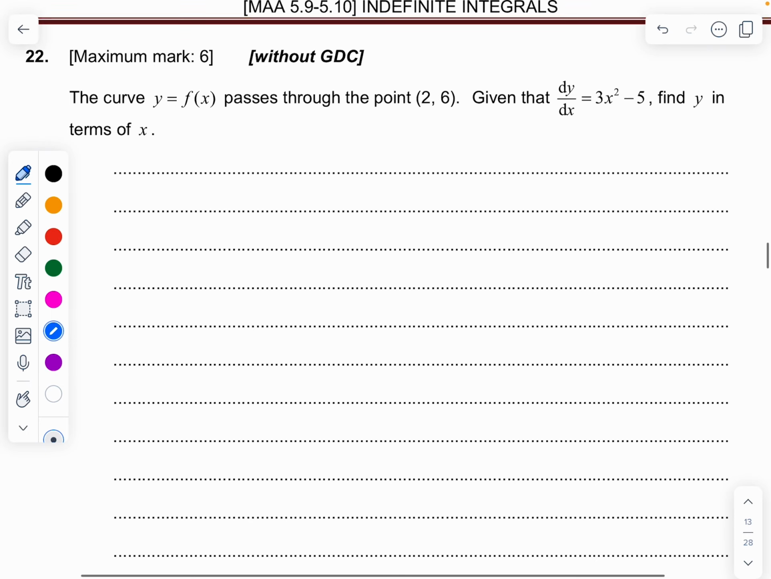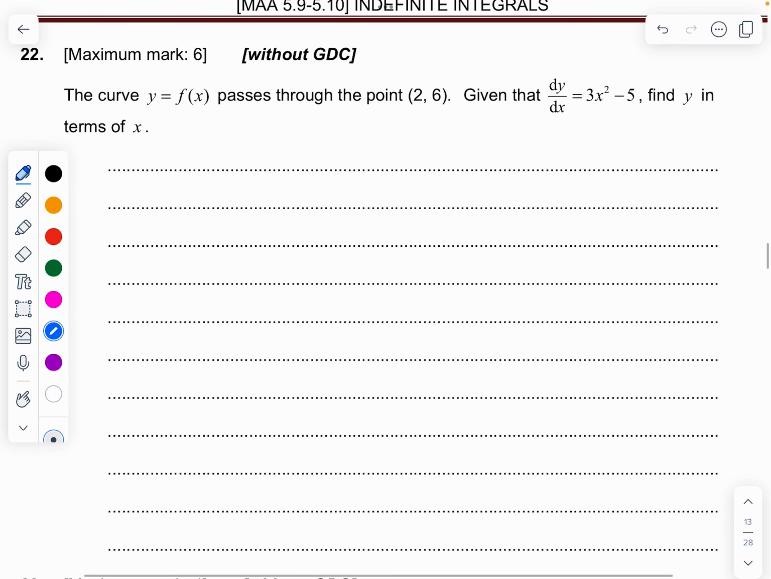Question number 22. F of x passes through the point 2 comma 6 given that dy by dx equals to 3x square minus 5. Find y in terms of x.